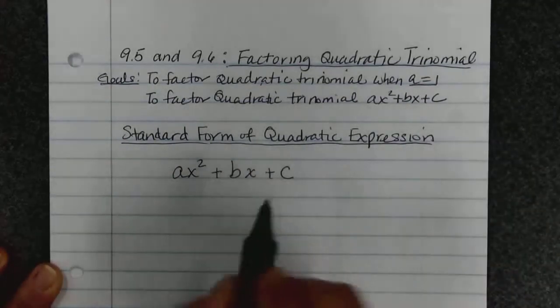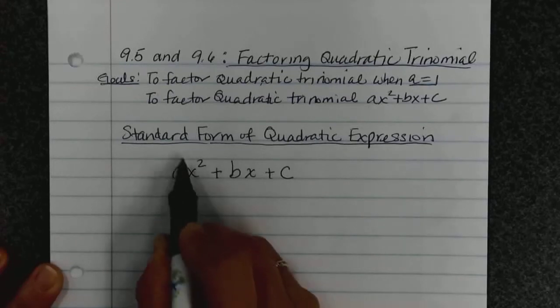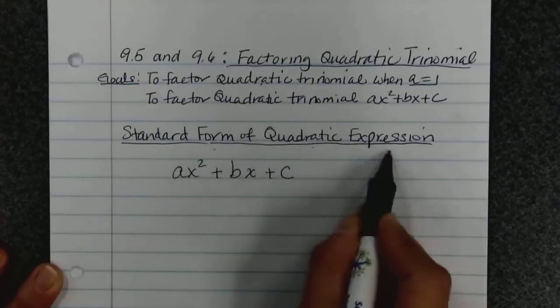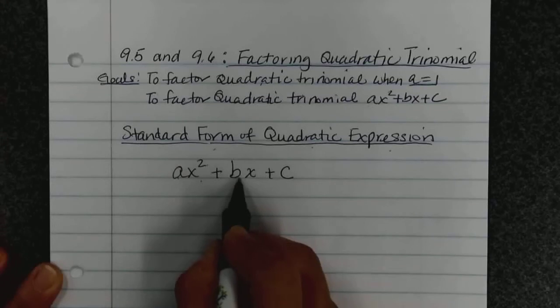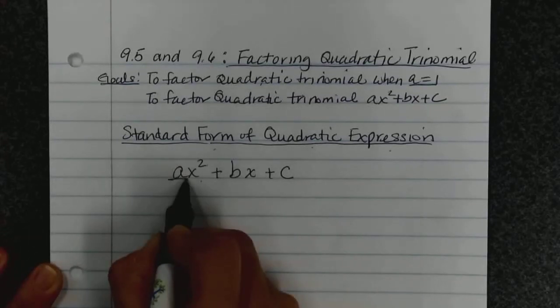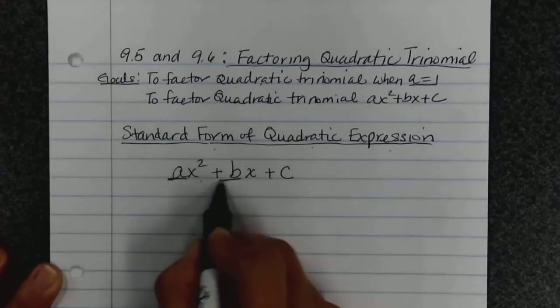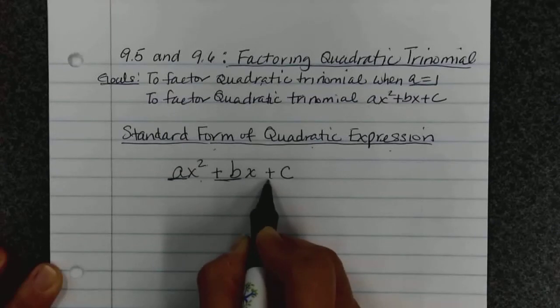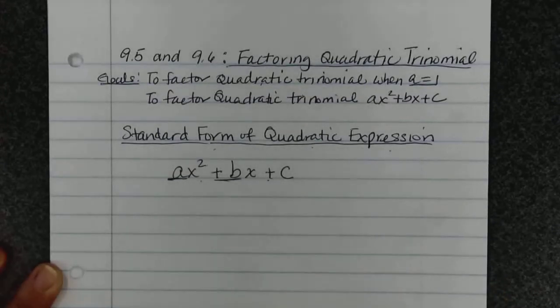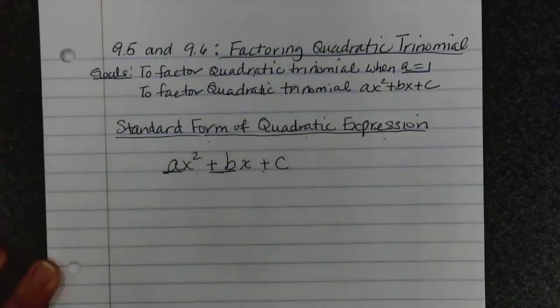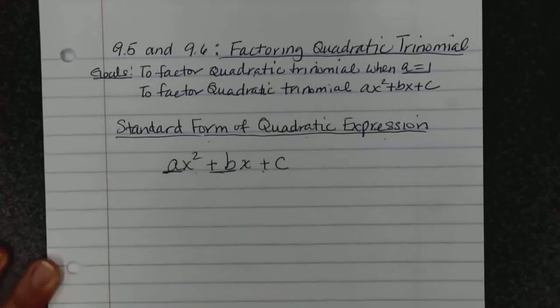Okay, so the very first thing you have to know is that the standard form of a quadratic expression is ax squared plus bx plus c, where a is in front of the x squared, b is in front of the x, and c is your constant. So I'm going to show you how to factor this.